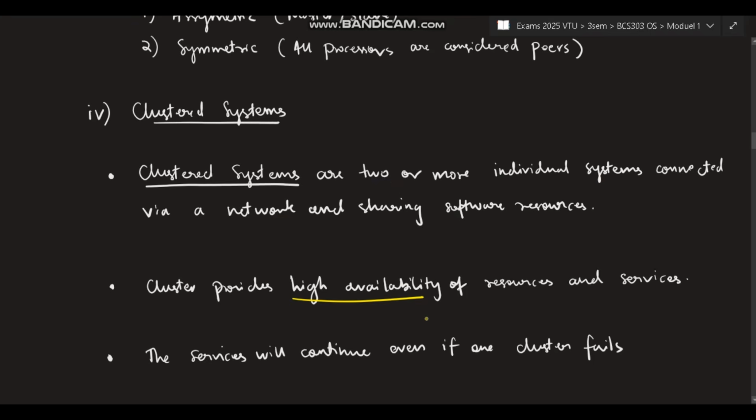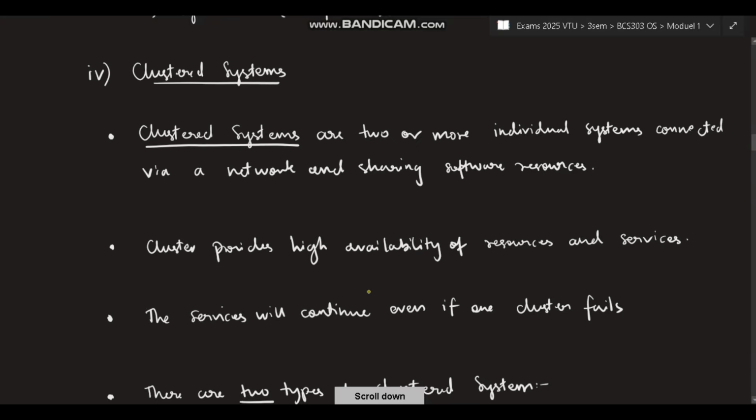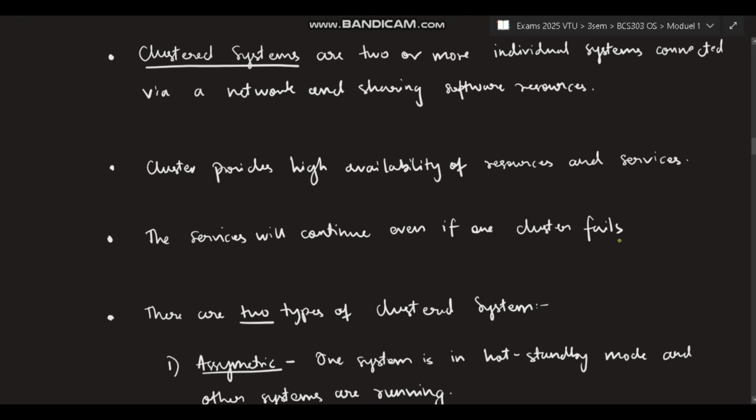It provides high availability of resources and services. The services will continue even after one or more clusters fail. Since they have shared the data among each other, if one cluster fails, it doesn't matter, the other two can continue with the tasks. That's why, because of one cluster failing, the entire system won't shut down.